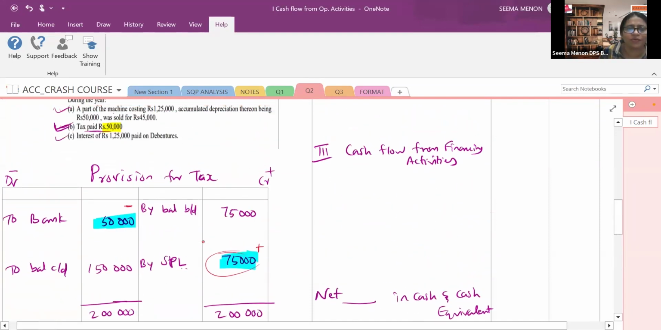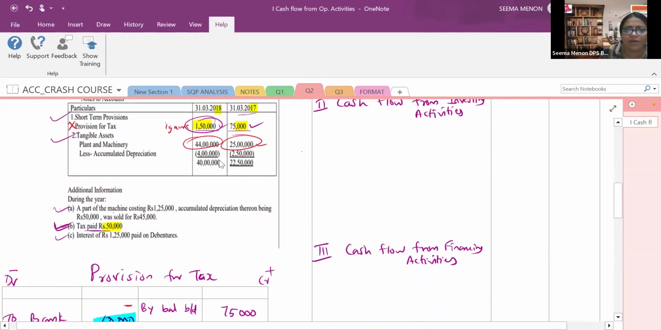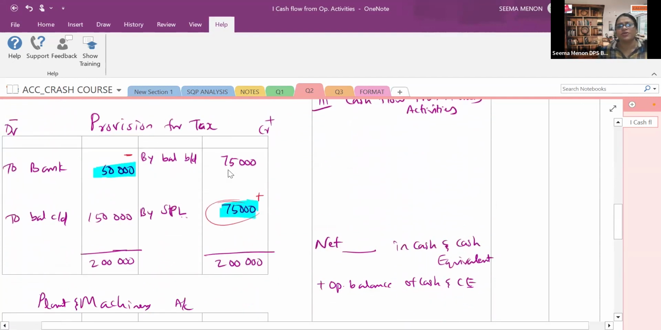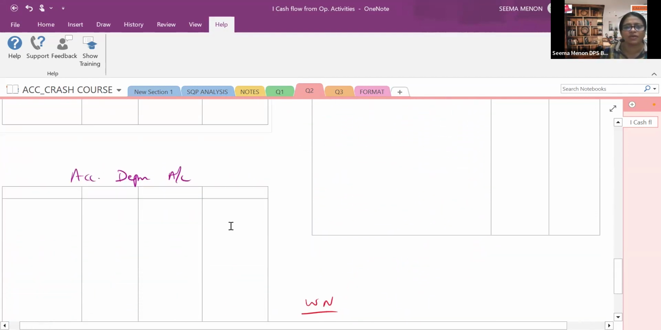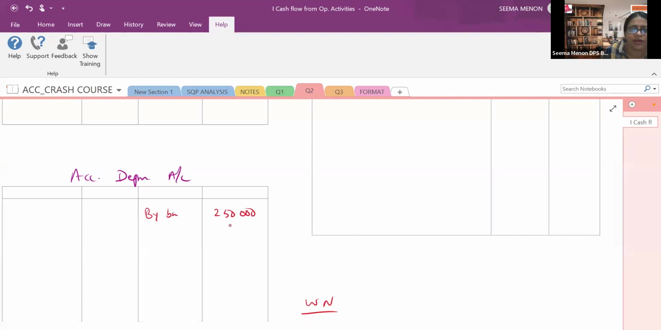Now below that one more item is given, that is accumulated depreciation. Accumulated depreciation, I told you that the opening balance, it is a liability. So the opening balance will always be shown on the credit side and the closing balance on the debit side. Just the reverse of the machinery account. Opening balance is 2,50,000 and the closing balance is 4 lakh rupees. So here in the opening balance, you will write by balance brought down because accumulated depreciation is a provision.